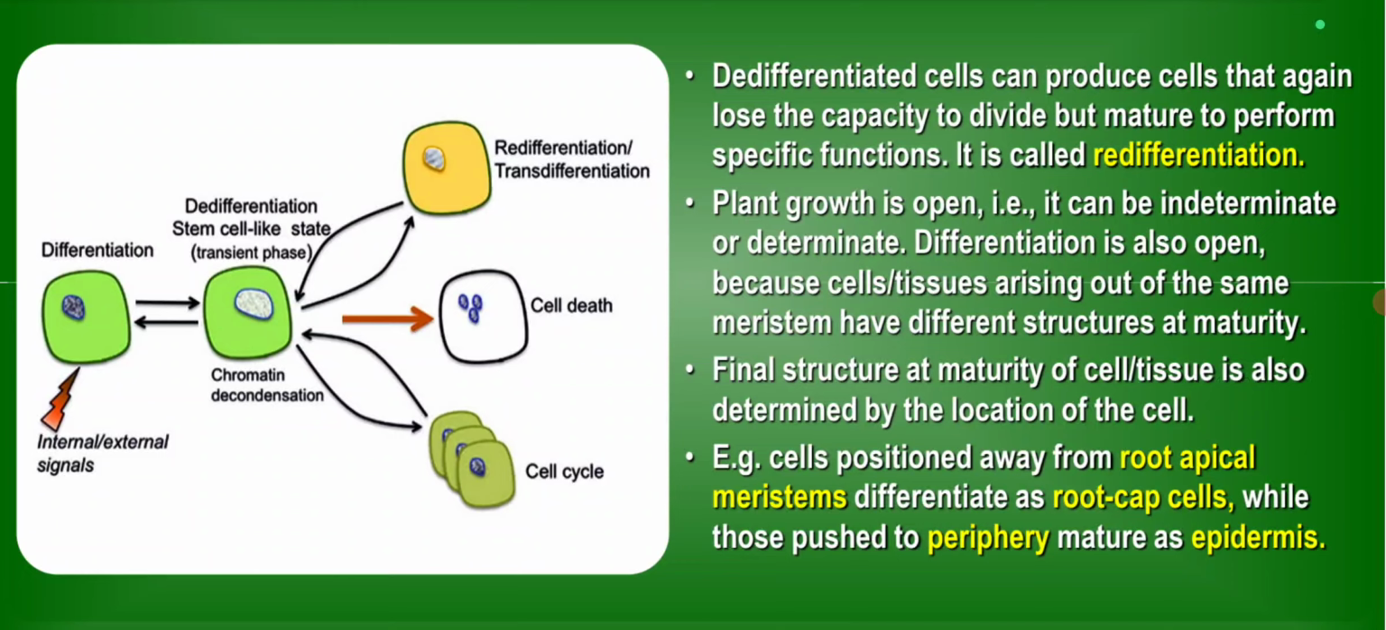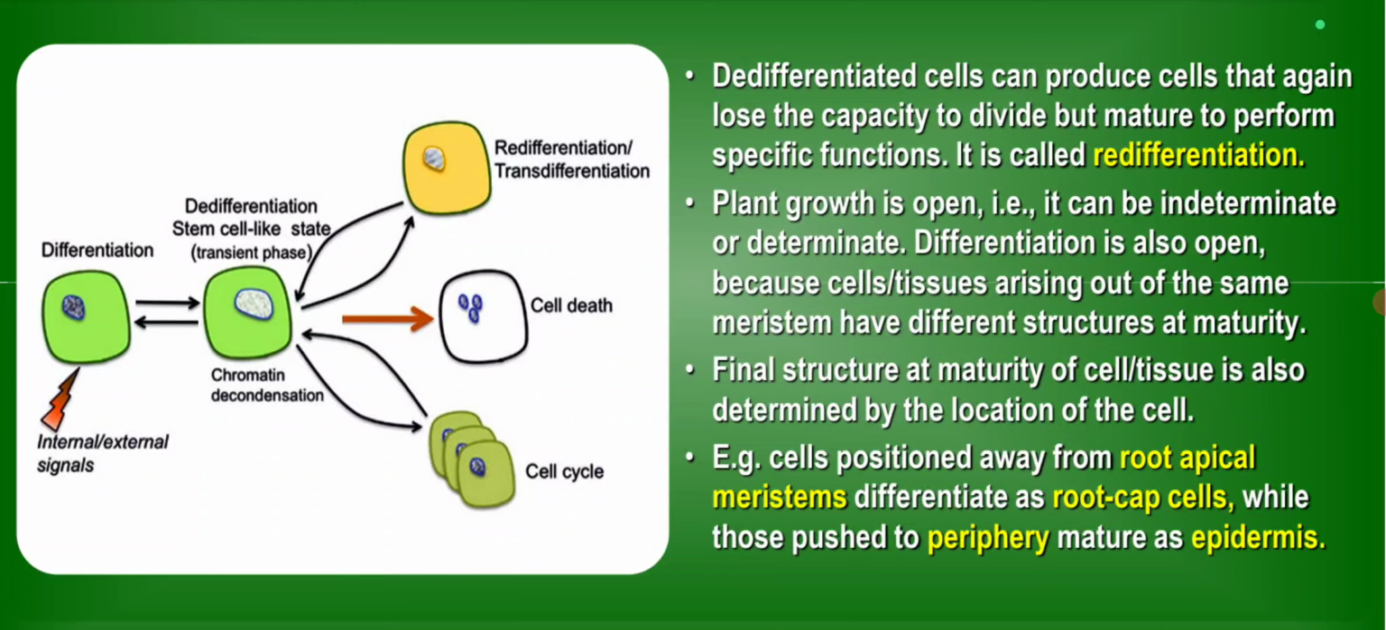Plant growth is open, that is, it can be indeterminate or determinate. Differentiation is also open because cells or tissue arising out of the same meristem have different structure at maturity. Final structure at maturity of cell or tissue is also determined by the location of the cell. Example, cells positioned away from the root apical meristem differentiate as root cap cells, while those pushed to periphery mature as epidermis. You can see this diagram.